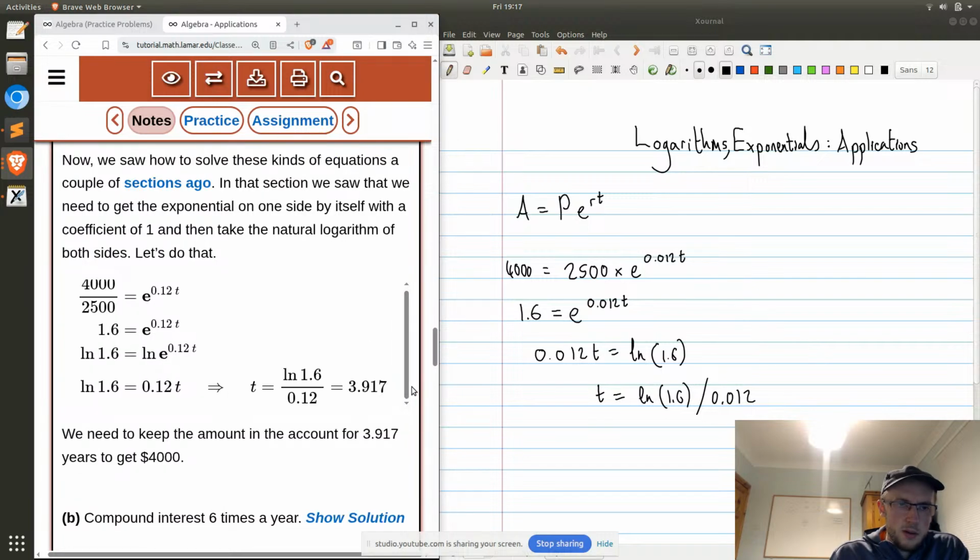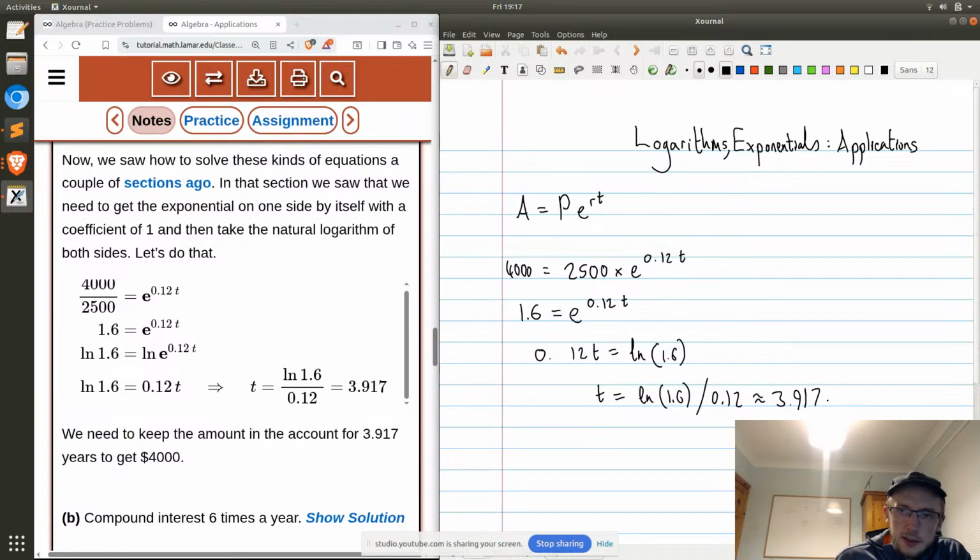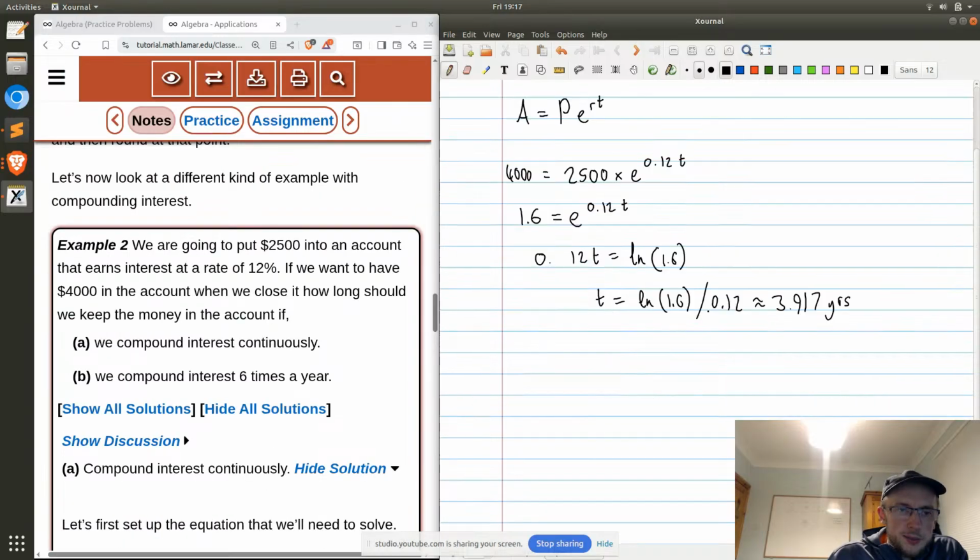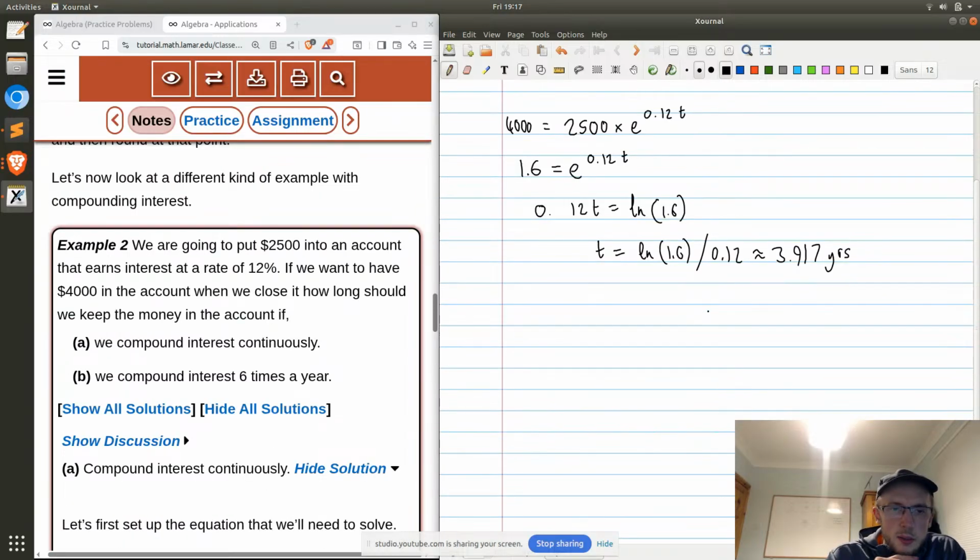Where did I go wrong? Oh my goodness. I didn't divide it by 10. Of course. There. That's more like it. All right. Now we compound interest 6 times in a year.